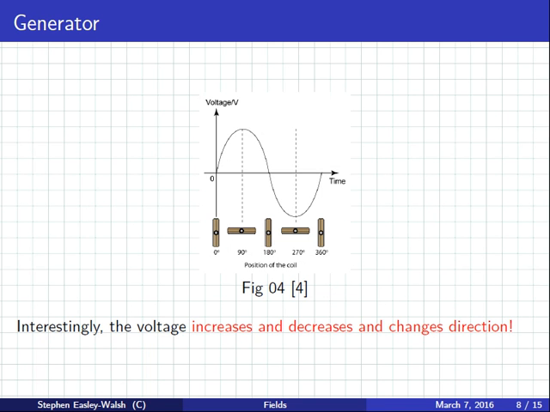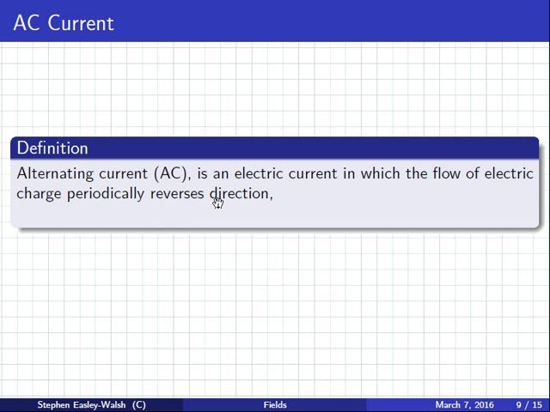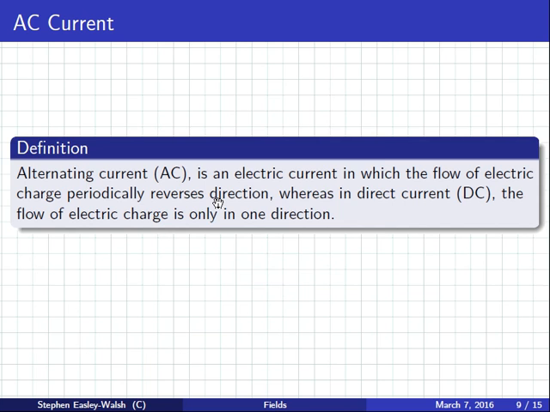Okay. So notice that the voltage increases and decreases. This is actually a special type of voltage. This is called an alternating current. The flow of the charge changes its direction. But in a direct current, the direction is only one way.